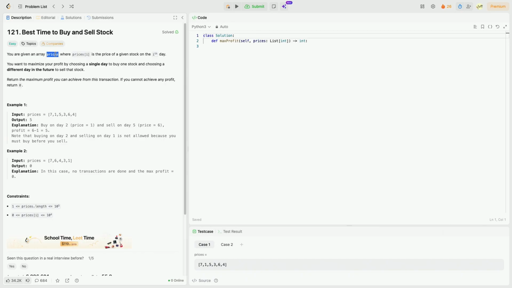We're given an array of prices where the price at a position is the price of a given stock on the ith day. We want to maximize the profit choosing a single day to buy one stock and choosing a different day in the future to sell that stock. Return the maximum profit you can achieve from this transaction. If you cannot achieve any profit, return 0. There's a limit on how many elements we have in our prices array, and the values are between 0 and 10. So these are the buy and sell prices. It would be nice to buy stocks at price 0.